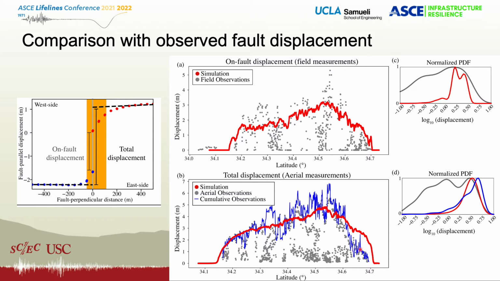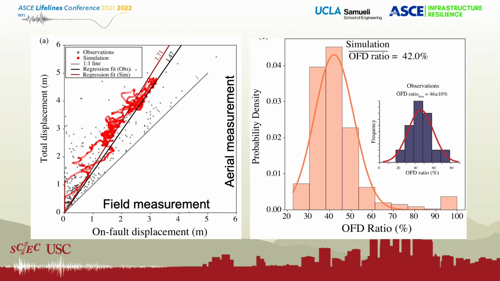Especially, we find the simulated total displacement is in agreement with the observed cumulative displacements, and our model generally reproduces the amplitude and the location of the peak displacement. The intermediate to large-scale statistical characteristics of both on-fault displacement and total fault displacement are also consistent with observations. Then we statistically compare the simulation with data.